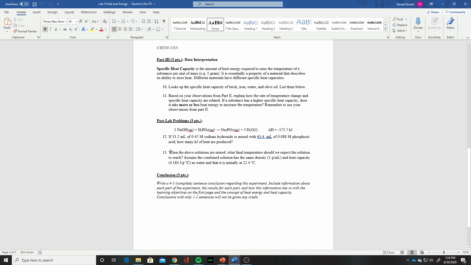So 13 was related to 12. In 12, it tells you the amount of stuff that you use, and so there's some stoichiometry that you have to do in that part to figure out how much enthalpy is created, essentially how much heat is released by this reaction, and then that leads into question 13, where once you know how much heat is released, how much will the solutions heat up, so how much will the water heat up, essentially. So it's a multi-step process.